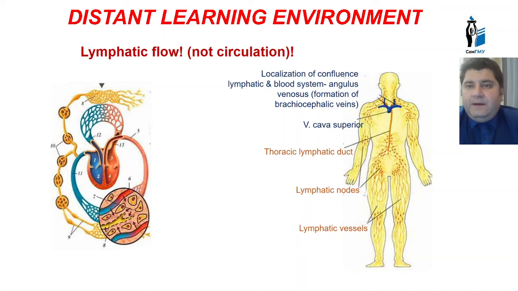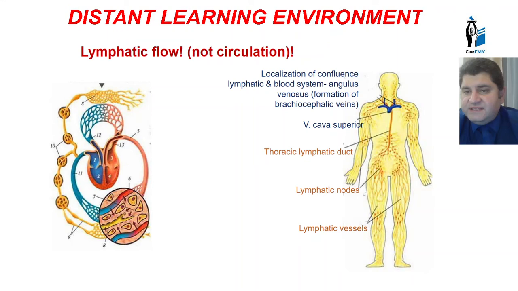So in the right picture you may see the localization of the confluence of the lymphatic and blood systems. Angulus venosus in Latin, or venous angle in English, is the formation of the brachiocephalic veins. So we can see that two venous angles are the places of confluence of the lymphatic system into the venous system.